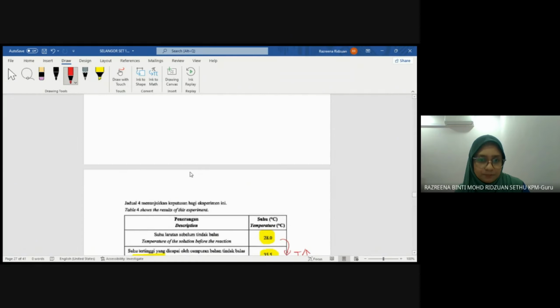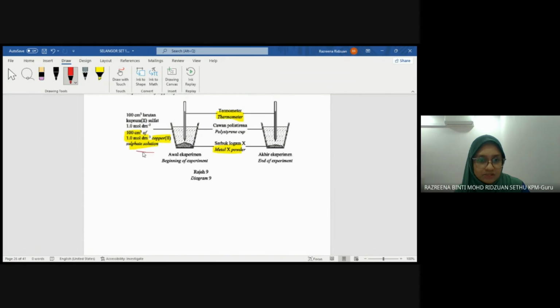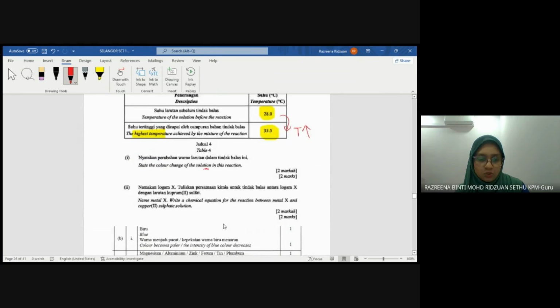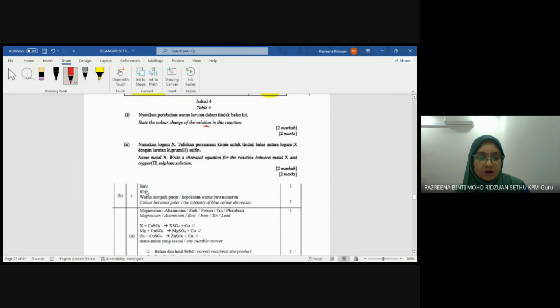When we look at the question here, the solution given is copper sulfate. So copper sulfate is blue in color. When copper is being replaced with another metal, originally it is blue, then the color becomes paler, or you can say the intensity of the blue color decreases. So that can be accepted. Blue color becomes paler. But mention the blue first, 1 mark, and what happens to the color is another mark.